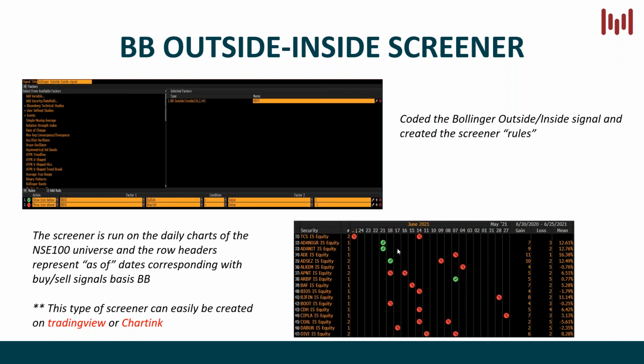So it becomes easy to look at one single dashboard and make sense of which stocks to focus on. Please don't miss the last bit here where I say that because it's a very, very plain vanilla signal, this type of screener can be easily built using TradingView or ChartInk. So I really strongly suggest that you go to those websites, and there are YouTube videos that will tell you how to build screeners. So please look at those videos as well. It's a very, very simple process.